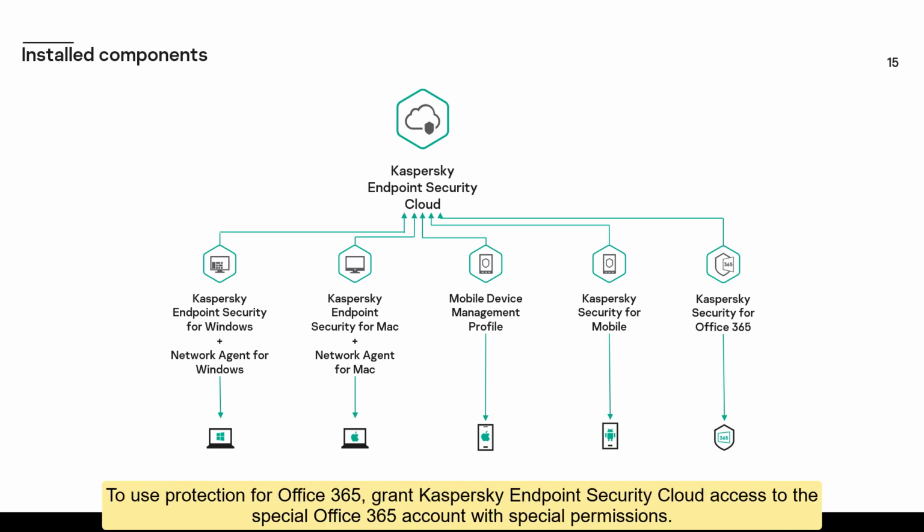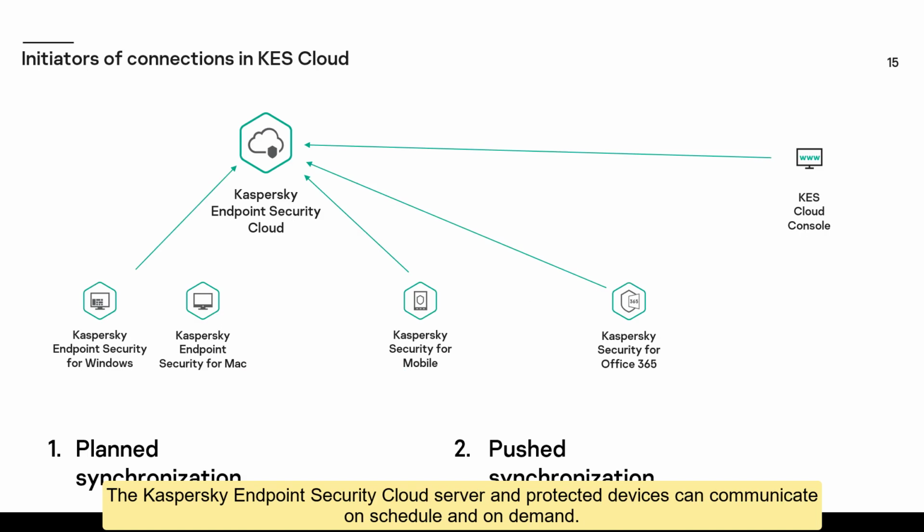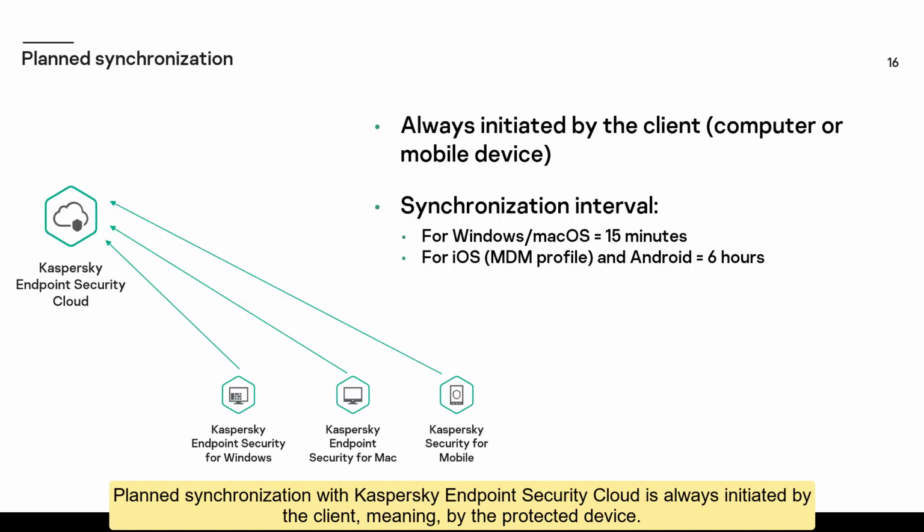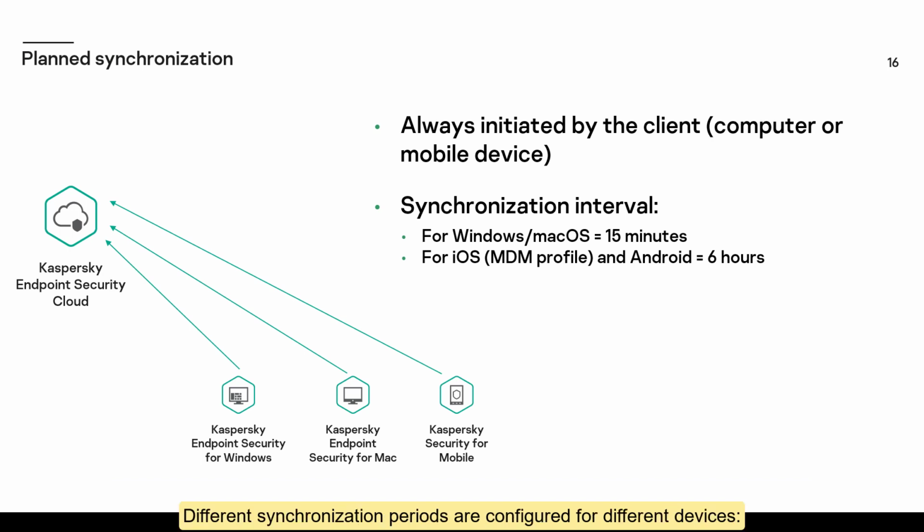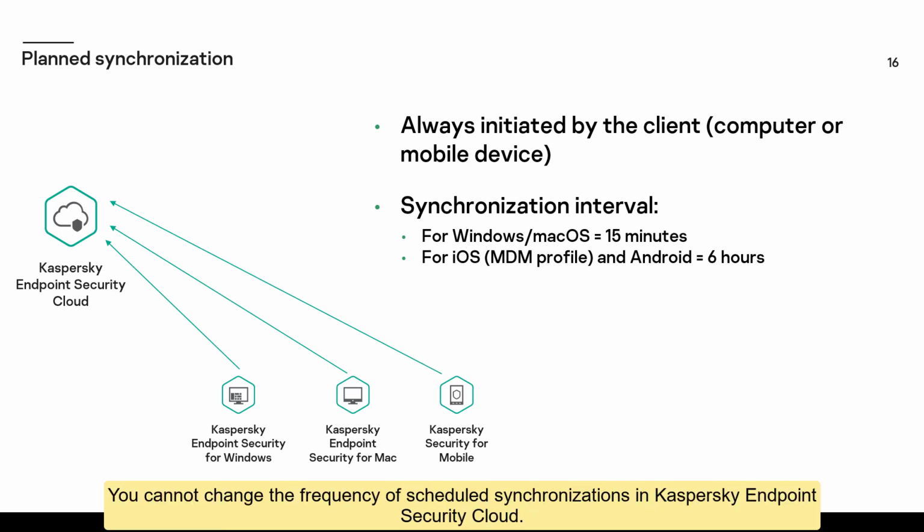To use protection for Office 365, grant Kaspersky Endpoint Security Cloud access to the special Office 365 account with special permissions. The Kaspersky Endpoint Security Cloud Server and protected devices can communicate on schedule and on demand. Planned synchronization with Kaspersky Endpoint Security Cloud is always initiated by the client, meaning, by the protected device. Different synchronization periods are configured for different devices. Windows or macOS 15 minutes, iOS or Android 6 hours. You cannot change the frequency of scheduled synchronizations in Kaspersky Endpoint Security Cloud.